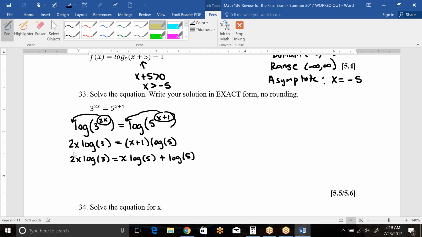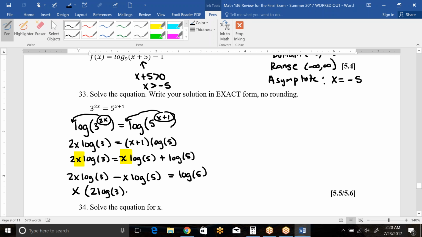And then you want to try to get everything that has x on the same side together. So we're going to move those logs around. So 2x log 3 minus x log 5 equals log 5. We can pull the x out now as a GCF. And then we can notice that this is divisible by, if we want to solve for x, we would move this over by dividing that big parentheses over.